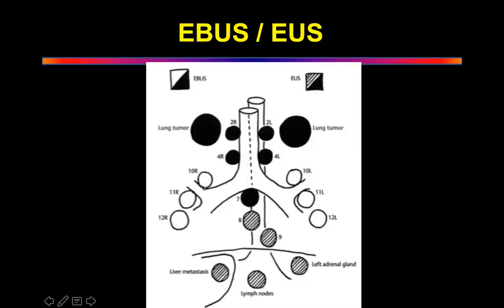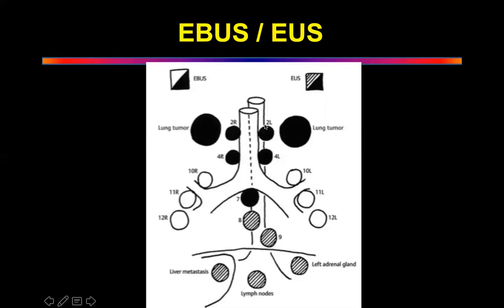The ones which are in the distance, 10R, 11, 12, all of this can be accessed by EMN or by EBUS. The EUS comes into its own when you are looking at 5, 6, 8, 9, and more importantly, when you are looking at intra-abdominal lesions, which means in the presence of a lesion in the lung, liver, or lesion in the left adrenal gland, or a para-aortic lymph node in the abdomen. So EUS is very good.